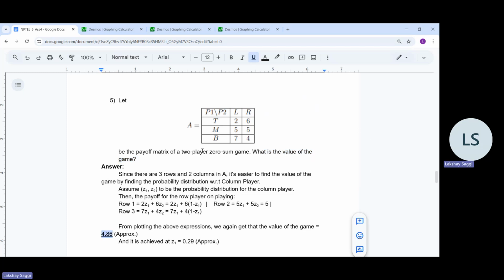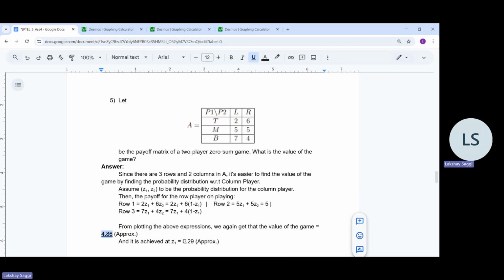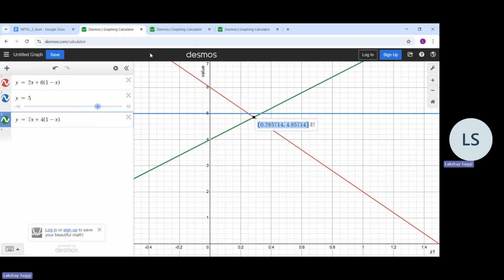Okay, so I hope it's easy for everyone to see. And also note that if one still wanted to find out, so we found out the probability distribution for the column player. But if one is interested in finding out the probability distribution for the row player, one might get confused as to how to obtain that.